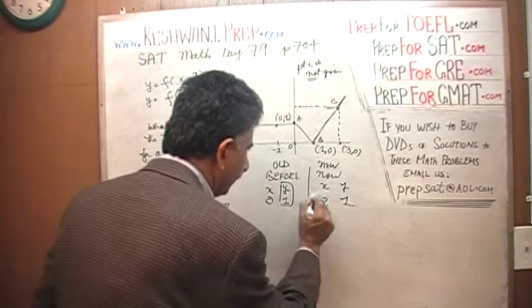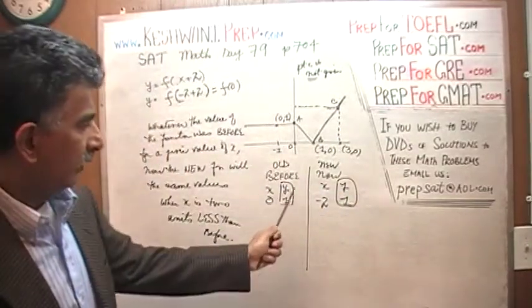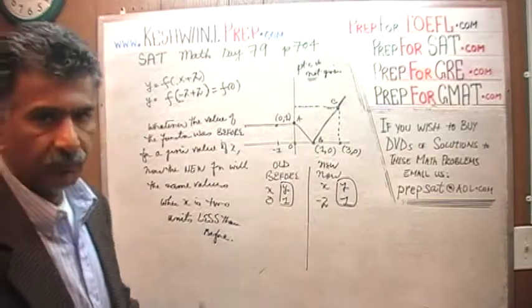Y is equal to 1 before when x was 0. Now the y is going to be 1 when x is negative 2.